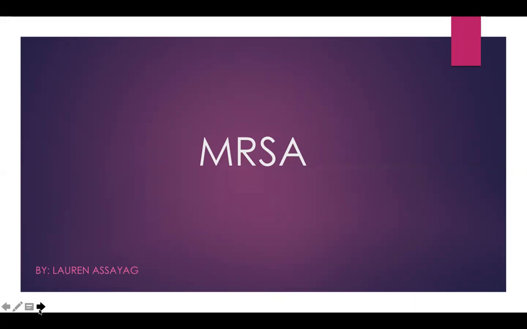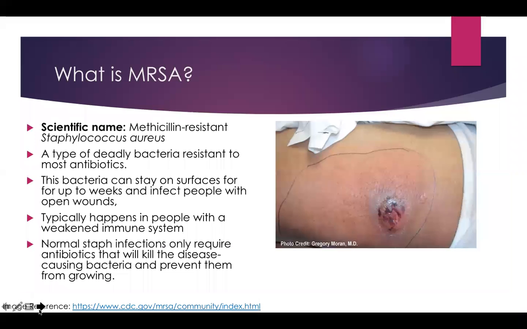Okay, so my topic that I chose was MRSA. The scientific name is methicillin-resistant Staphylococcus aureus. It's a type of deadly bacteria that is resistant to most antibiotics. From the picture on the right here, you can see this is what a MRSA infection typically will look like. The bacteria can stay on surfaces for up to weeks and it can infect people with open wounds.